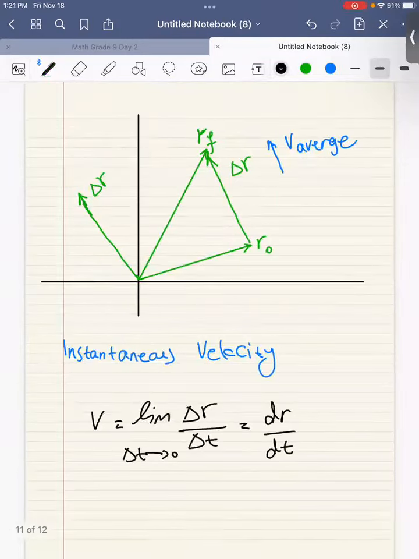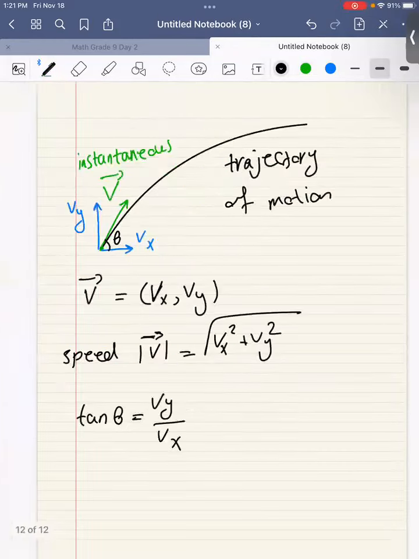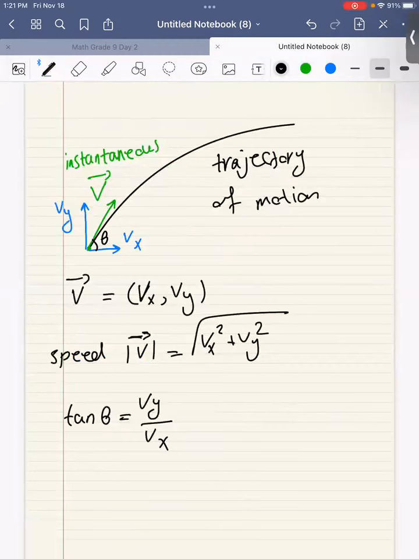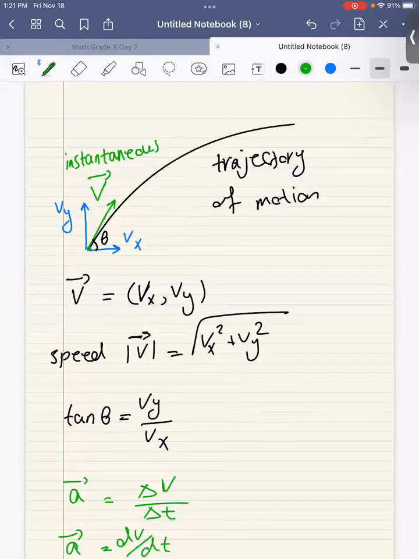Now, we have exactly the same thing for acceleration. Instead of delta r by delta t, acceleration is what? The average acceleration A is delta v over delta t. This is the average acceleration. And the instantaneous acceleration is dv by dt, the derivative. That means we let delta t go to 0.